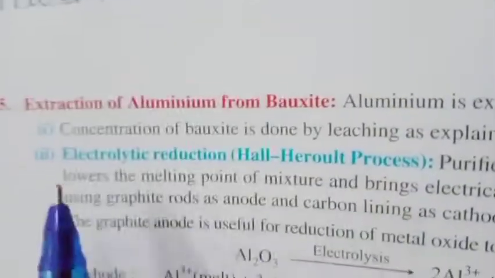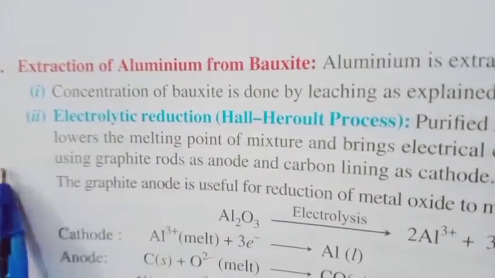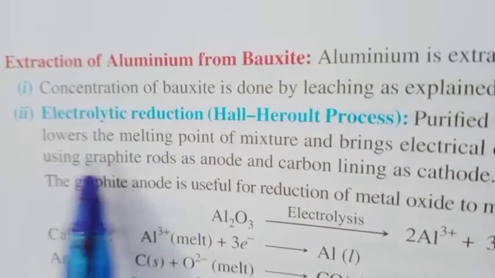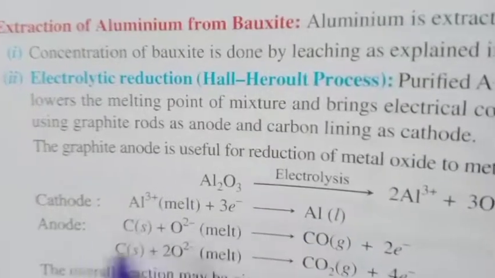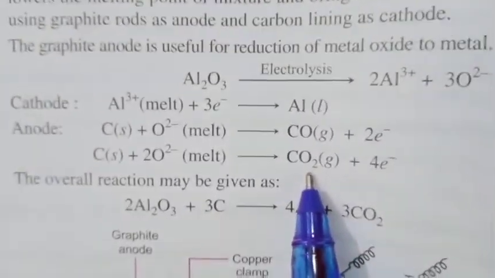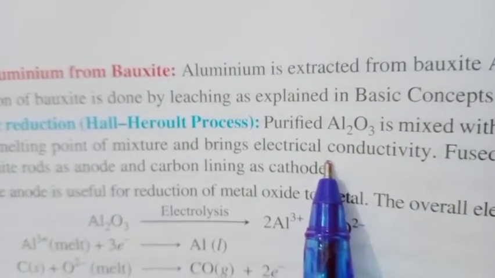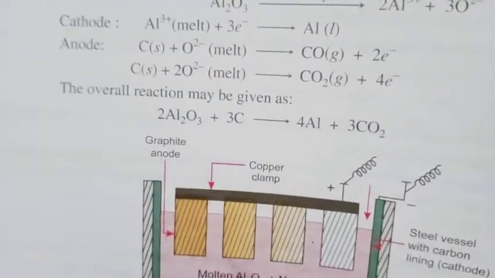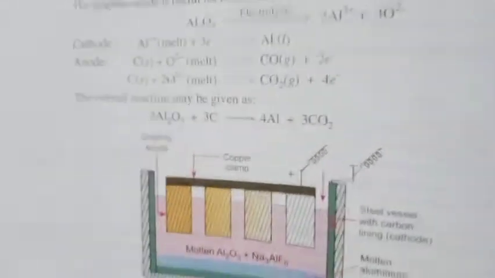The name of the process was the Hall-Héroult process. Actually, it is an electrolytic reduction of alumina. Reduction is done with the help of electrons or carbon. At the cathode, aluminium is produced. At the anode, carbon dioxide is produced. Cryolite is used to reduce the melting point and to bring electrical conductivity to the solution. And carbon rods are continuously replaced due to loss of carbon as carbon dioxide.